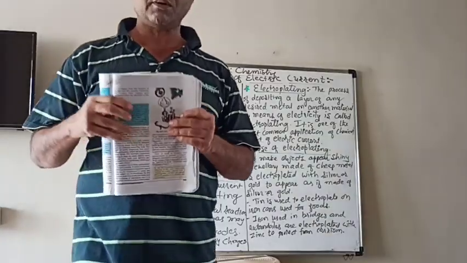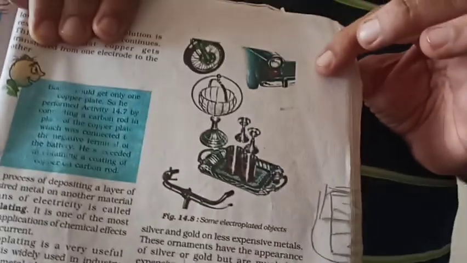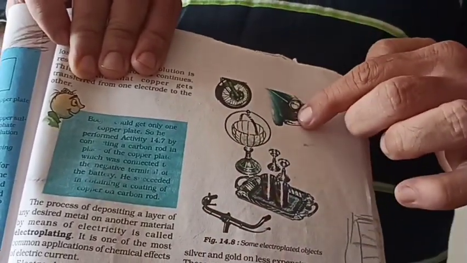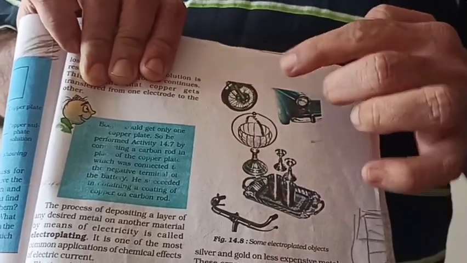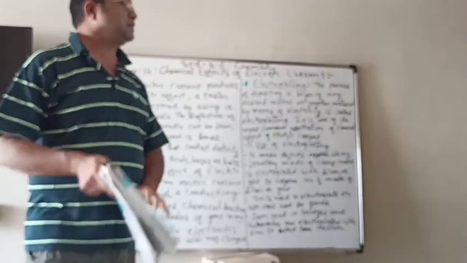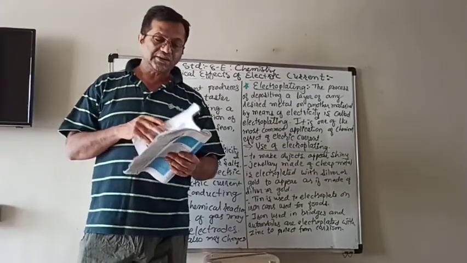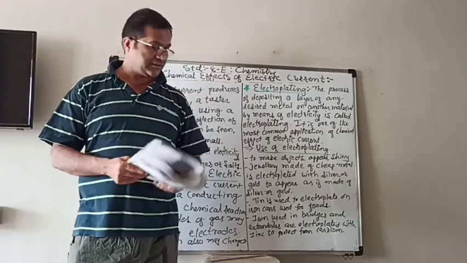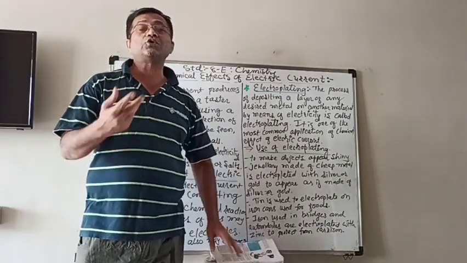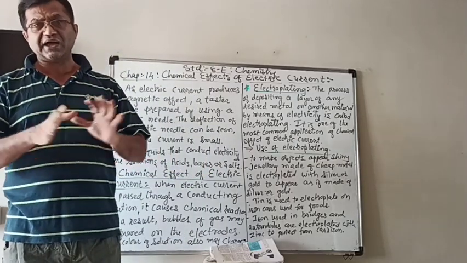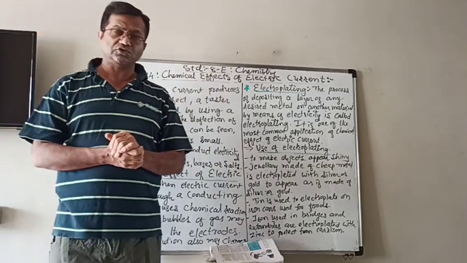Here you can see that some materials are electroplated with other metals, like the handle of your bicycle, and on automobiles, some decorative pieces on the wheel, etc. They use electroplating so that they look shiny, and prevent rusting and corrosion also. So here we are going to finish the session.